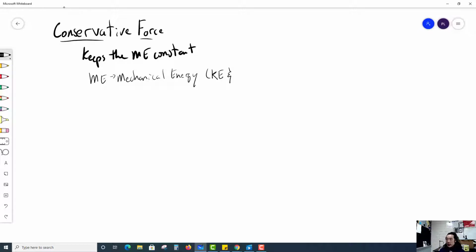And that's today's big topic, potential energy. We use the variable U for potential energy. So kinetic plus potential is mechanical energy. Now, I implore you to memorize this. This will make our lives so much easier whenever we are talking about anything that deals with energy. Alright, so conservative forces are any force that keeps the mechanical energy constant.